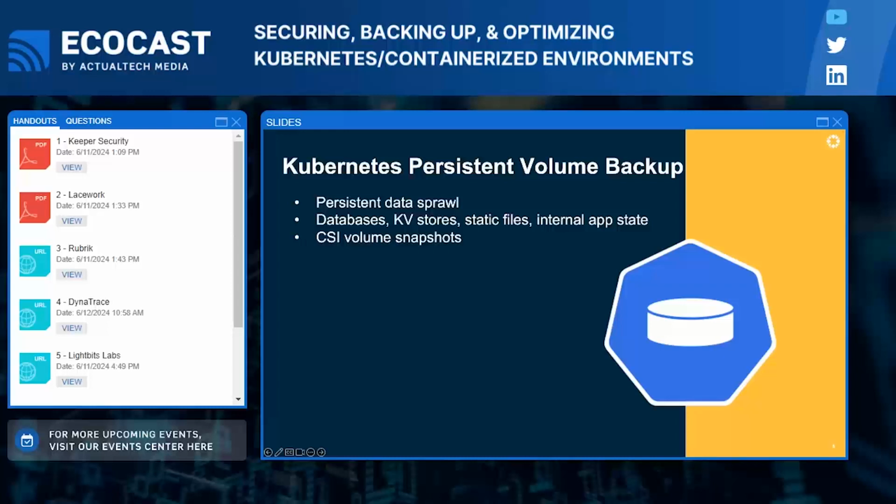One of the questions that I get a lot from data protection admins is, hey, how do I protect everything when I don't know where it is? So that's the first bullet point there. Again, I mentioned before, I've seen a lot of different things on persistent volumes inside Kubernetes. Databases, key value stores, cat GIF collection, even something as simple as internal application state is pretty common.